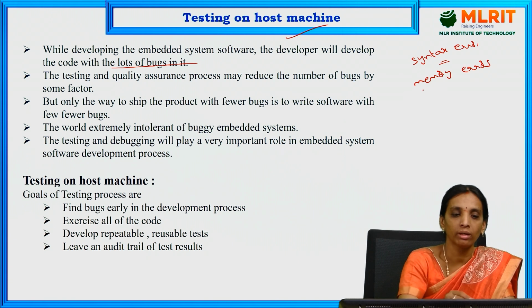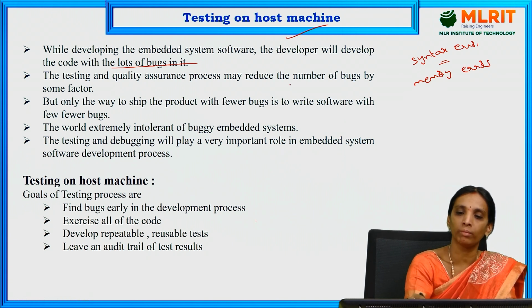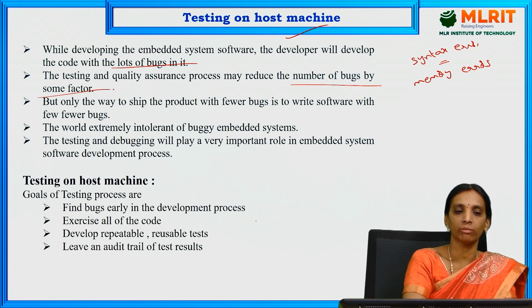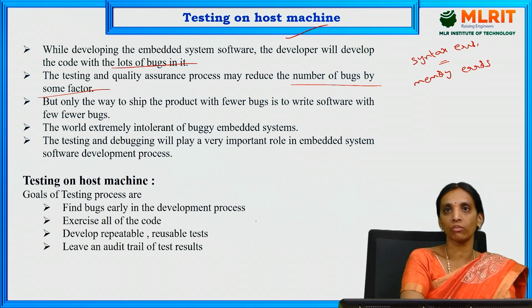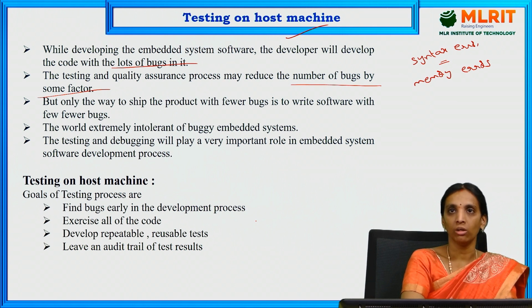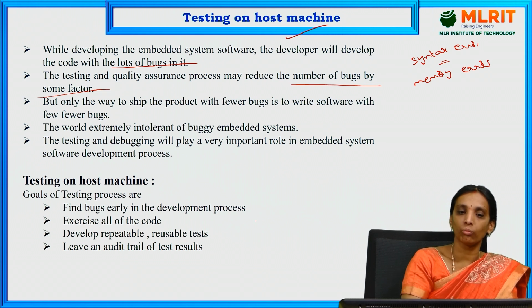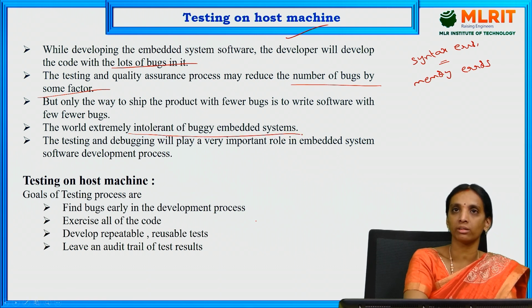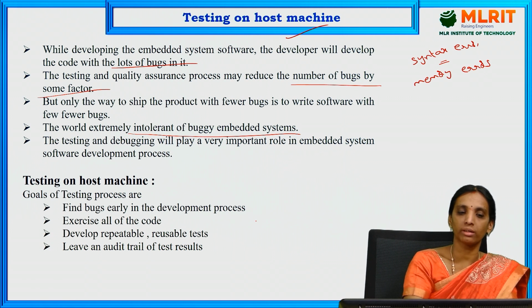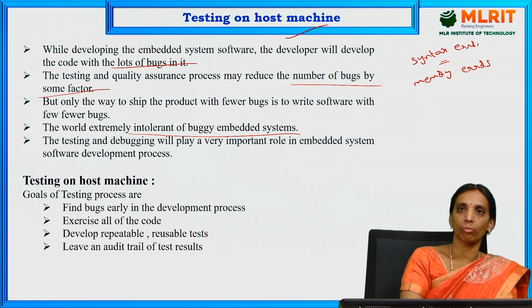Here the testing and quality assurance process may reduce the number of bugs by some factor. If the number of bugs is high in our final testing, it indicates that the quality assurance is very low. So we need to release our product with fewer bugs, whether in software or hardware. An embedded system that is intolerant of bugs is the best for releasing our product into the market. So the testing and debugging techniques play an important role before releasing our product into the market.